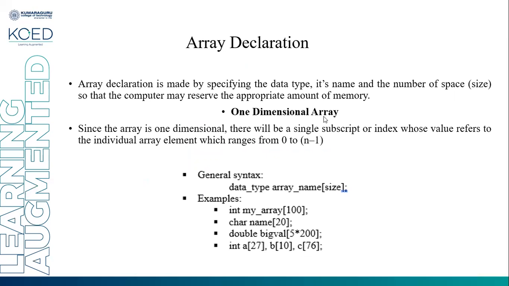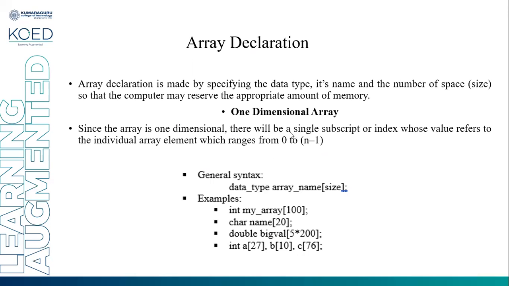One-dimensional array with a single subscript. An array with a single subscript is known as a one-dimensional array. Since the array is one-dimensional, there will be a single subscript or index whose value refers to the individual array element, which ranges from 0 to n minus 1, where n is the array's capacity. The first element is stored in position 0 and the last element in n minus 1.